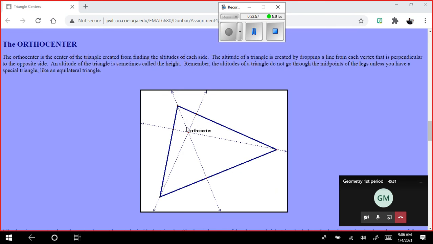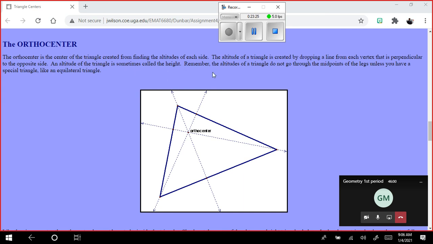Then we saw orthocenter. Orthocenter is the center of a triangle created from finding the altitude of each side. It's the point of intersection of the three altitudes of the triangle. The altitudes of a triangle are created by dropping a line from each vertex that is perpendicular to the opposite side. Okay, an altitude of a triangle is sometimes called the height.